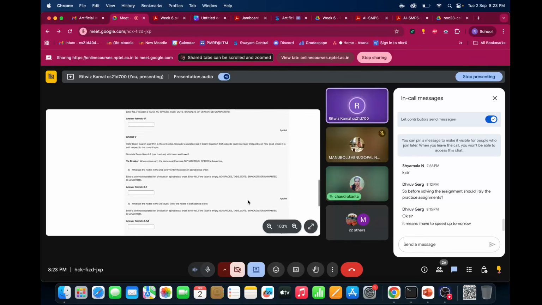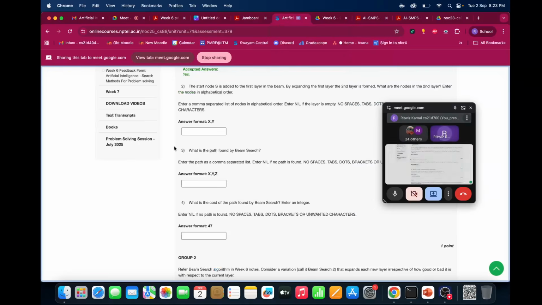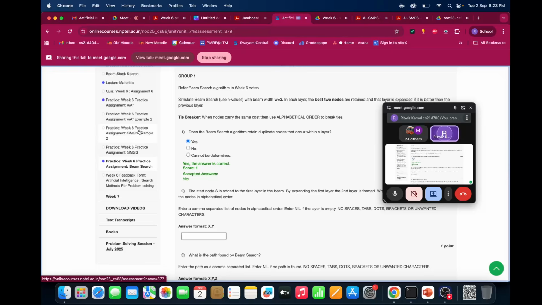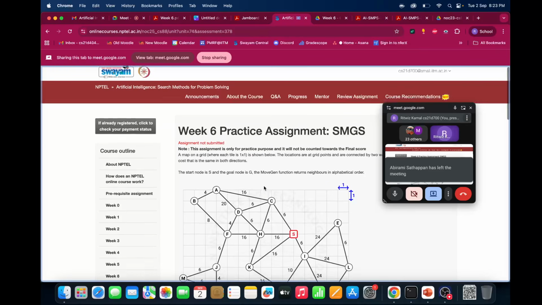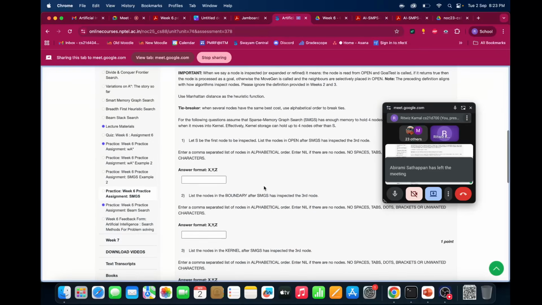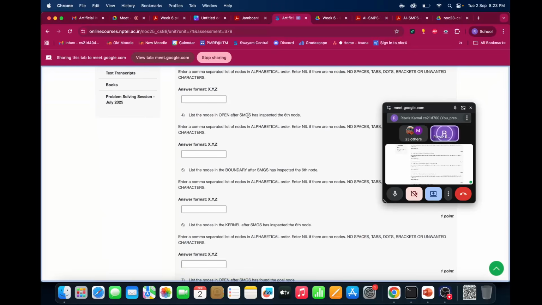What was your query, Shiva? Can you come again? That SMG's problem. SMG's problem, okay. Which one? The first one. Example number 1, that means the number is not mentioned. Okay, this one. My query is with 4 and 5. List the nodes in the open after SMGS is inspected, the 6th node.